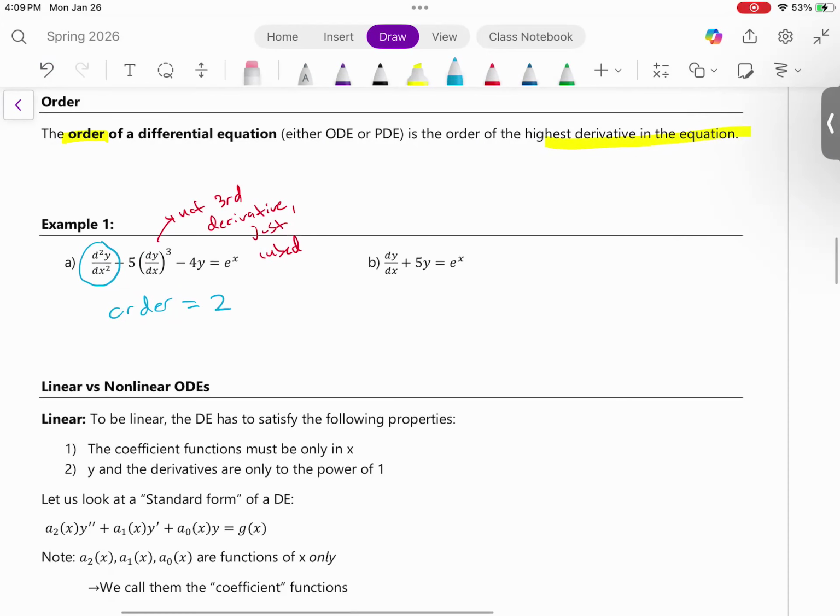Let's move on to example B. dy over dx plus 5y equals e to the x. What do we think the order is? Take a second, see if you can figure it out. But here the order would just be 1, and it's dy over dx, just a first derivative.